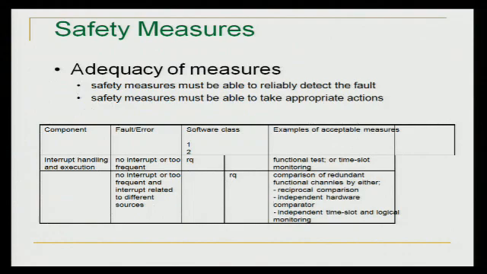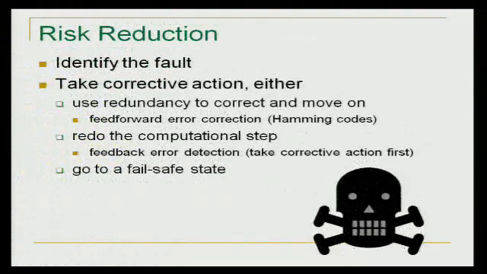I'm going to skip this one. We're not going to have to worry about this. You have to reduce the risk, identify the fault, take corrective action. There's a couple different ways of doing that. Redundancy, like a redundant nav system. With communication systems, there's Hamming codes that can correct these faults.